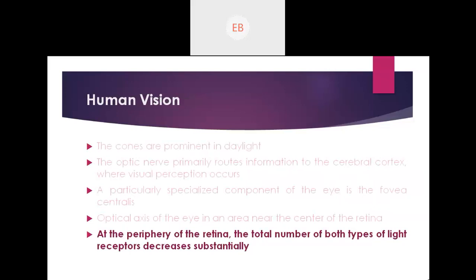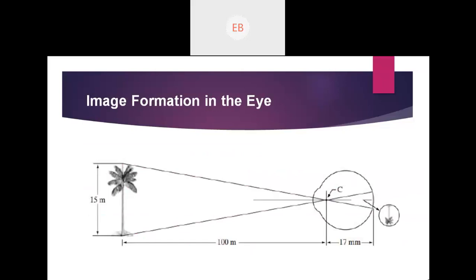You don't have to know everything, but at least five of them you should remember, okay? So these are some basic properties of human vision. In the exam you may get a question to define the properties of human vision, and then you can write all these. Also go through the structure of the eye, and then image formation in the eye.